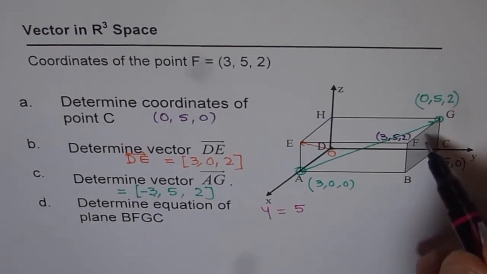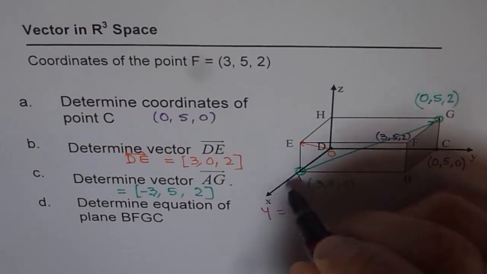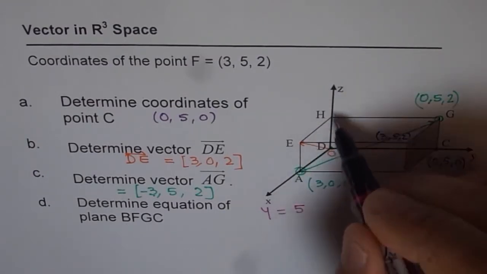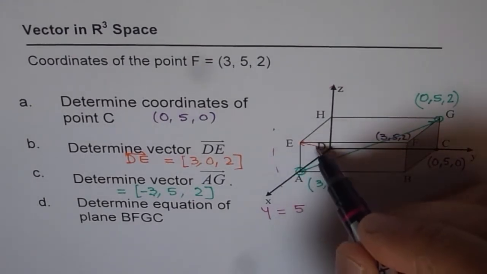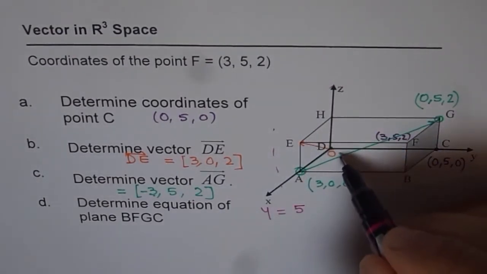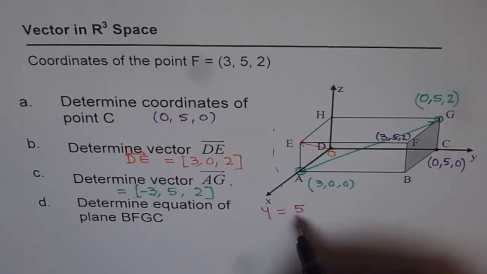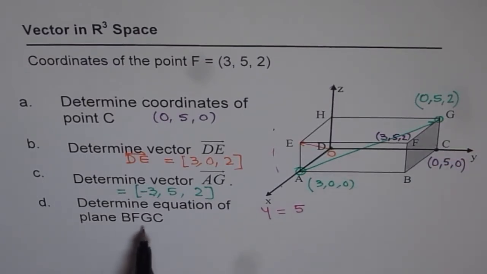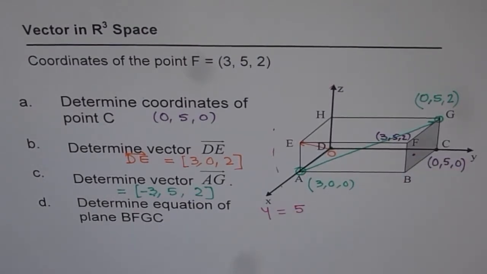So this is a plane which extends along x and z, right? So this is parallel to this plane, correct? But 5 units away on y. So y equals 5 represents the plane BFGC. So that is the equation for our plane, right?